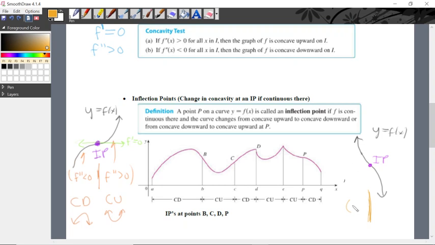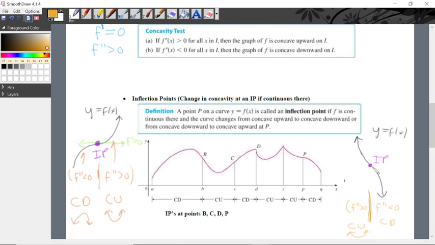In other words, the second derivative would be positive on this portion right here. Okay, so it is concave up on this portion of the curve. And then on the other side of this point right here, the curvature changes. This is now concave down. That is, the second derivative is going to be less than 0.